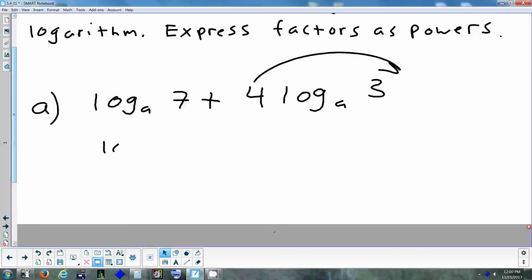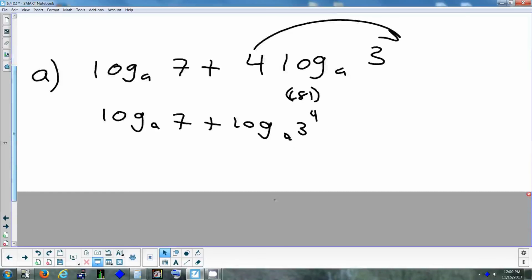Now we're reversing. So it's log base A of 7 plus log base A of 3 to the 4th. And in a minute, I'm just going to write what that is. 3 to the 4th is 81. Okay, so in the next step, I'm going to put 81. Now we've got a sum. How would a sum combine? Is that multiplication or division? Multiplication. 7. And that's 3 to the 4th. But remember, I just said 3 to the 4th power is 81. What's the base? A. A stays exactly the same.